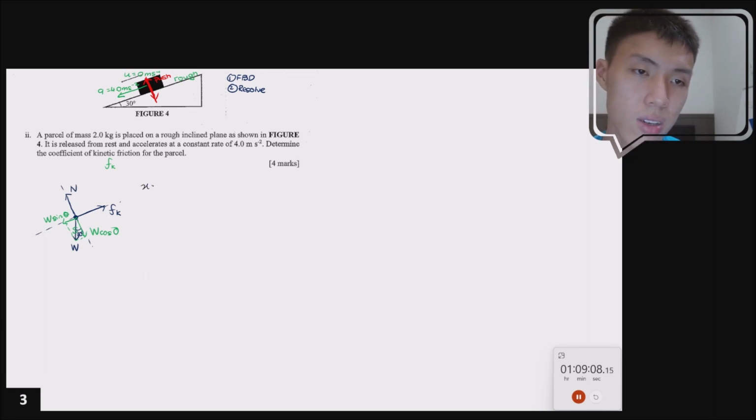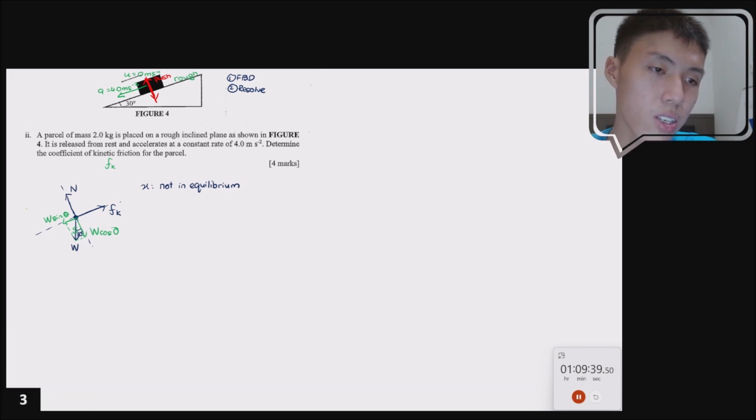For the x-axis, which is this axis over here, we know that the object is sliding down and is accelerating at a constant rate. Accelerating means there's a net force already. If there's net force, it is not in equilibrium. So for the x component, it is not in equilibrium. So we have to indicate the direction of acceleration properly. We know it's sliding downward. So this is our acceleration direction.